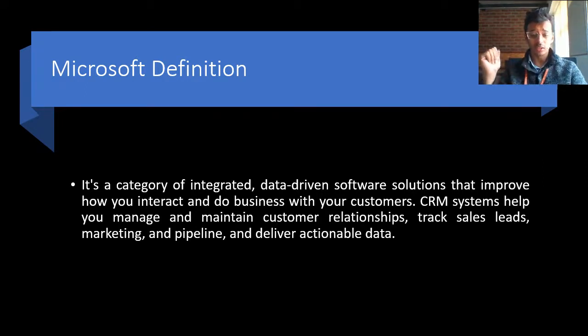It also helps you track sales leads, marketing, and pipeline. Pipeline is where an order is currently processing, and then the order is processed, then it is shipped. After it is shipped, it is going to a particular location. Then it reaches your location. Then it is out for delivery. These are pipeline of events. These pipeline of events are also managed, and mails and messages are sent for the same as well through this. So these are some examples of how a customer relationship management or CRM tool helps. This is the definition by Microsoft.